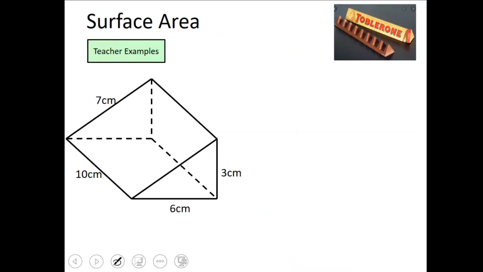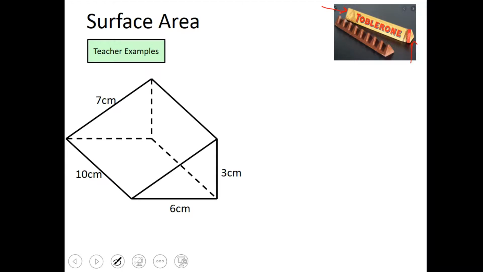Okay, the next shape we are looking at is a triangular prism. And for this shape, I'd like you to imagine a Toblerone bar. You've got 2 triangles and 3 rectangles. The 2 triangles are both the same size, but the 3 rectangles are all different sizes. Okay, just like this shape.